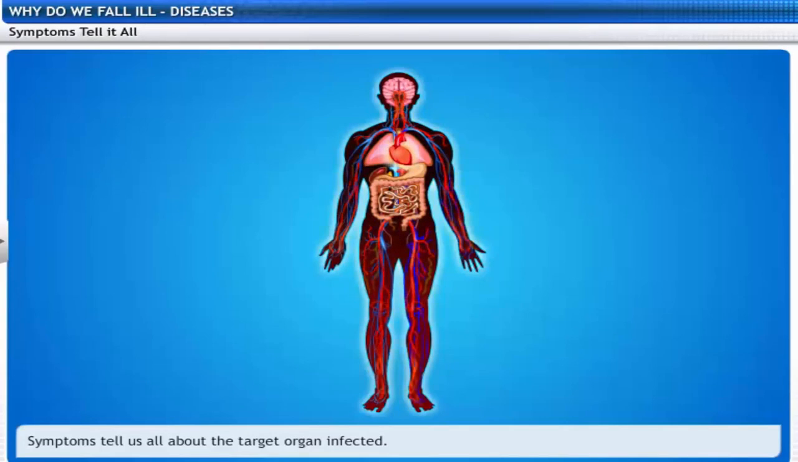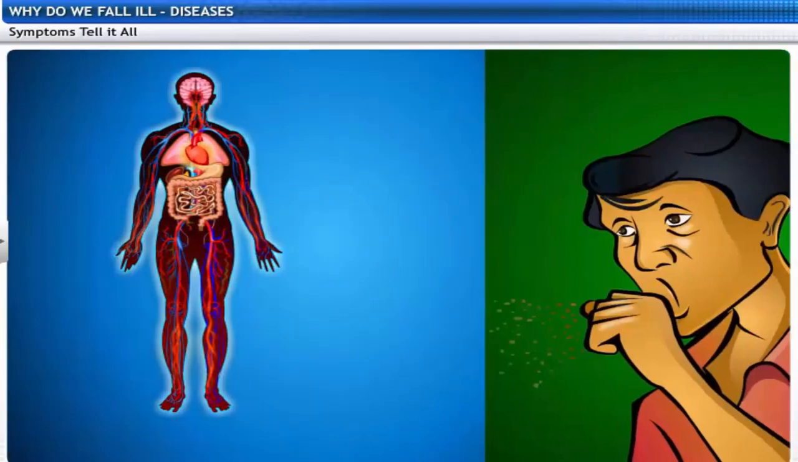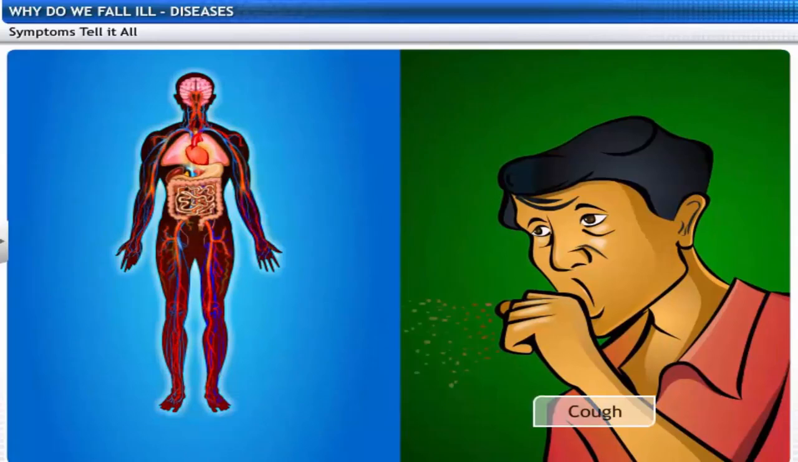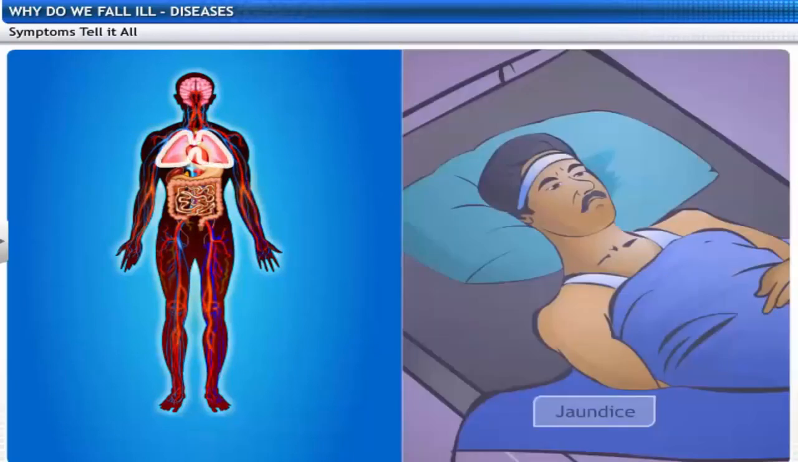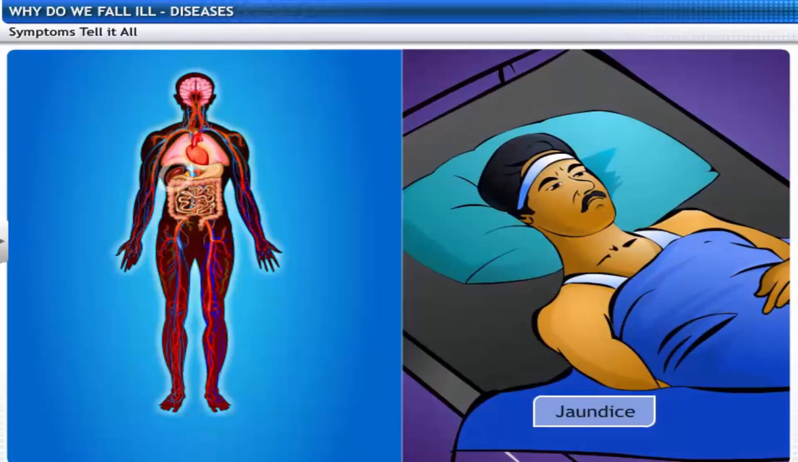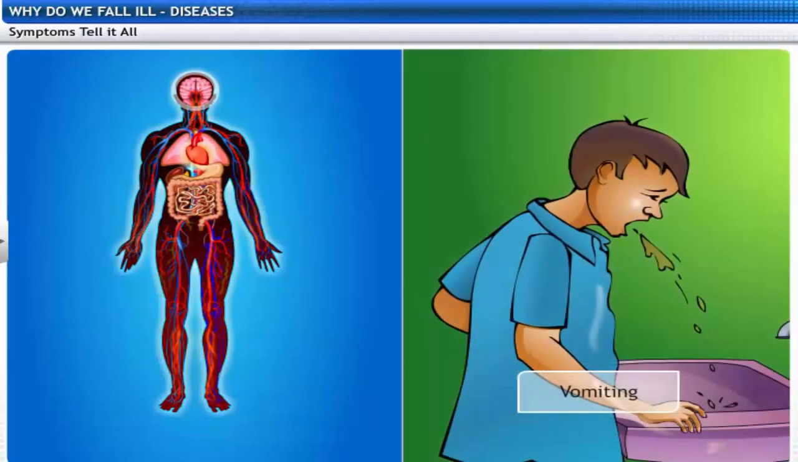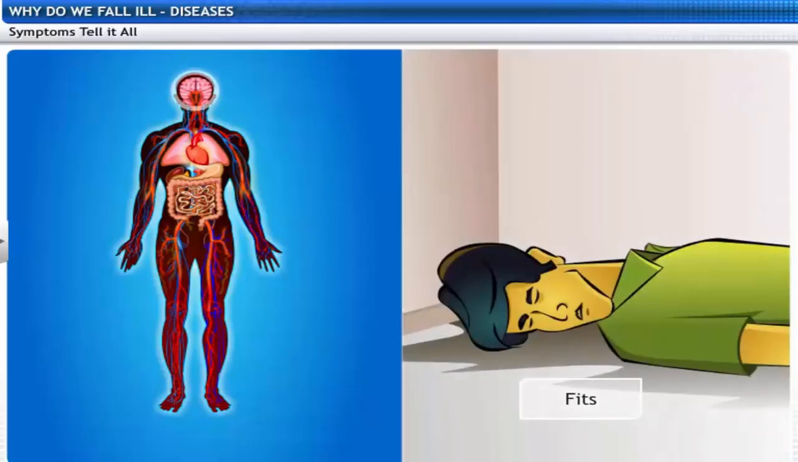Let's see how the symptoms tell us all about the target organ infected. If the symptoms are cough and breathlessness, the lungs are the target. Jaundice is a symptom of the liver, which is also the target organ. If the symptoms are headache, vomiting, fits, or unconsciousness, the brain is the target.